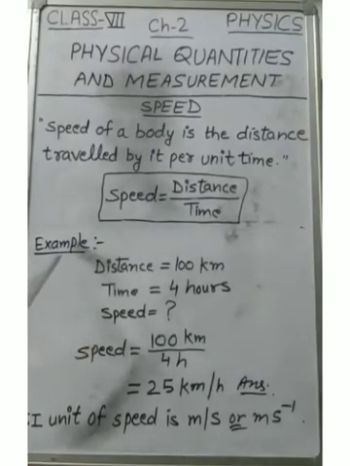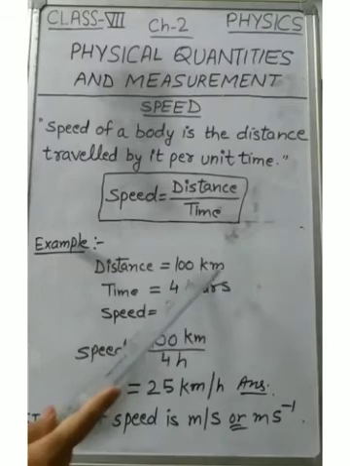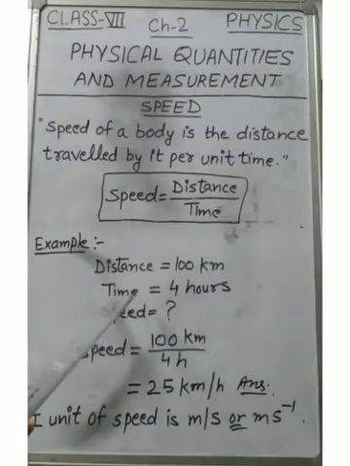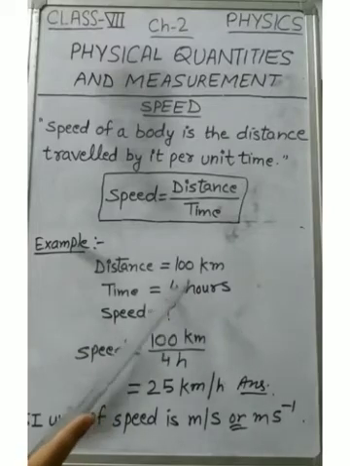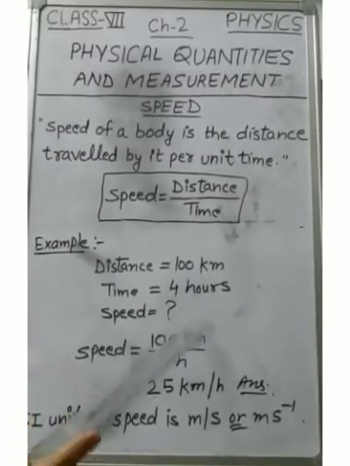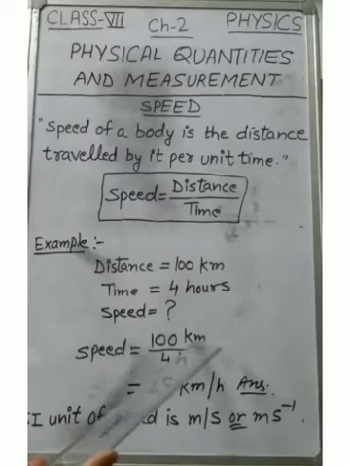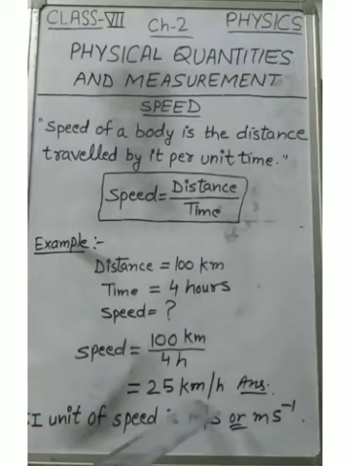For example, suppose a car travels a distance of 100 kilometers in 4 hours. So distance is 100 kilometers and time is 4 hours. We have to find out the speed of that car. We know speed is equal to distance upon time. So distance is equal to 100 kilometers and time is given 4 hours. When we solve it, we will get 25 kilometer per hour. This is the answer. This is the speed of that car.